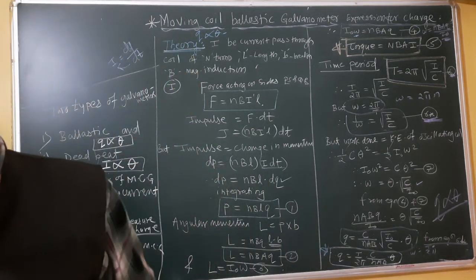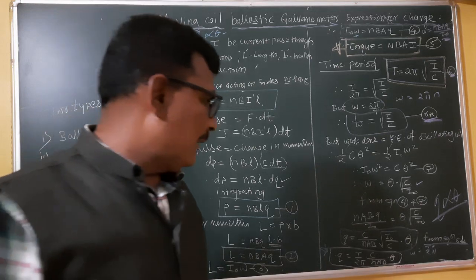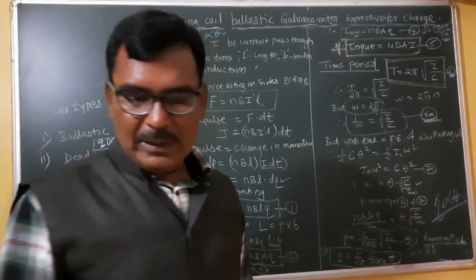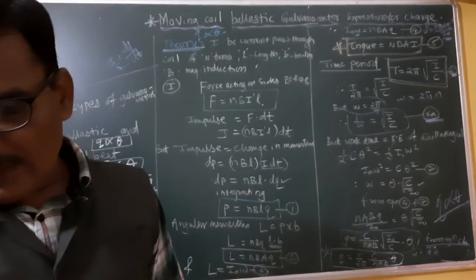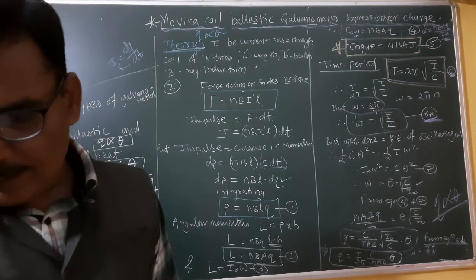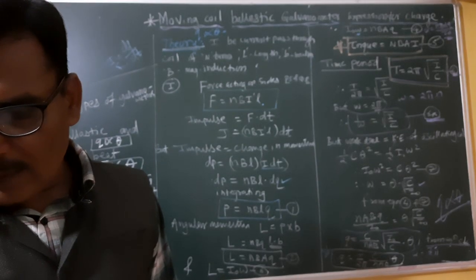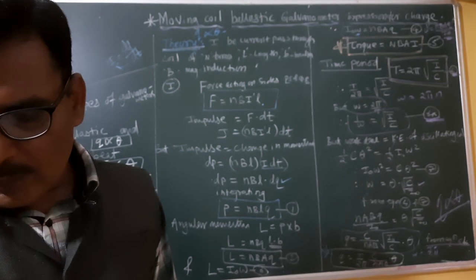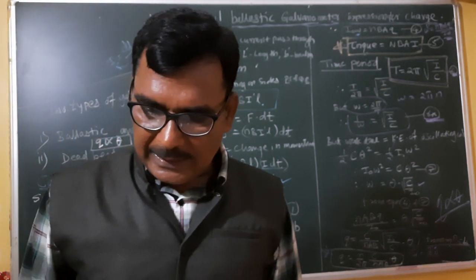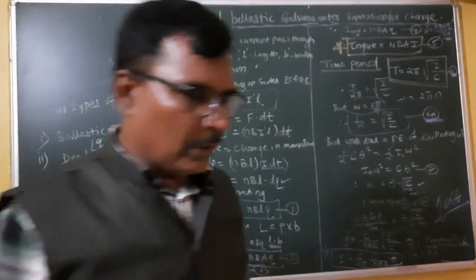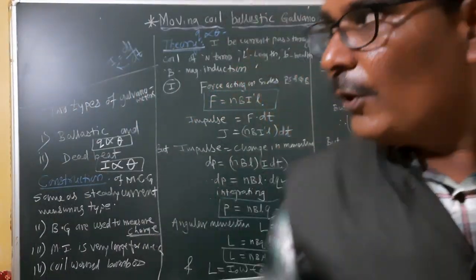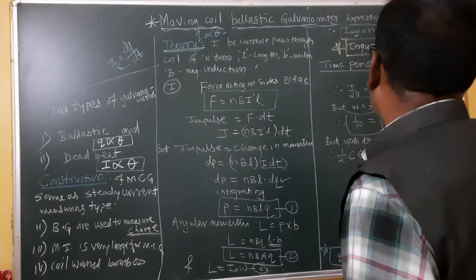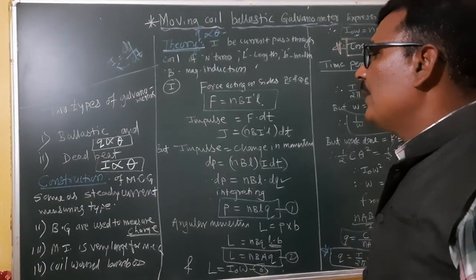And then we consider dI by dt. Here, C upon NBA is nothing but dI by dt, and that is considered as the ballistic reduction factor of the ballistic galvanometer. Finally, Q is directly proportional to theta. And these are the expressions for the charge acting on the moving coil ballistic galvanometer. This is a very important expression.